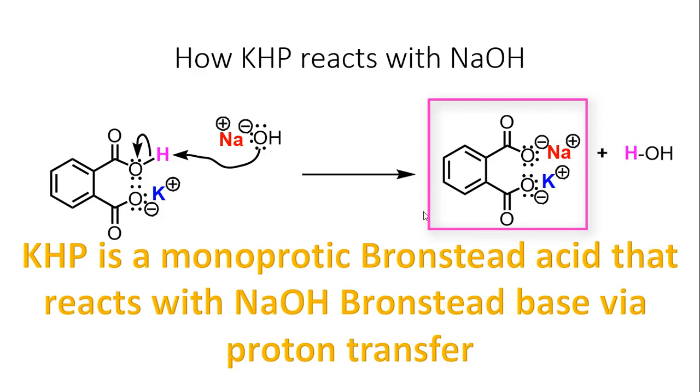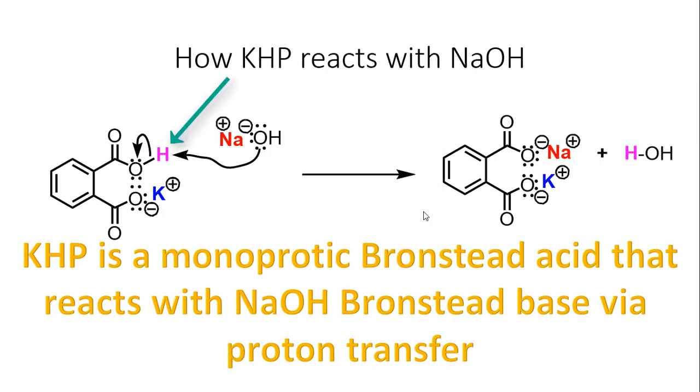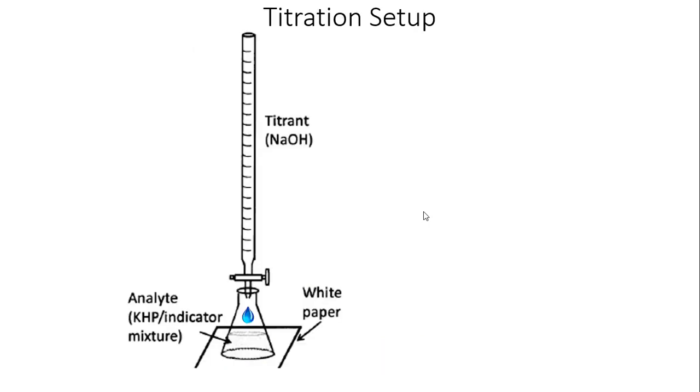And so what we know about KHP, we say that KHP is monoprotic, meaning that it has one proton to give away. It's a monoprotic Bronsted acid that reacts with sodium hydroxide, which is a Bronsted base, via this proton transfer reaction. All right. So here's my titration setup. What I want to do is add my titrant into my analyte. There's white paper underneath the Erlenmeyer flask so that you can see the color more accurately.